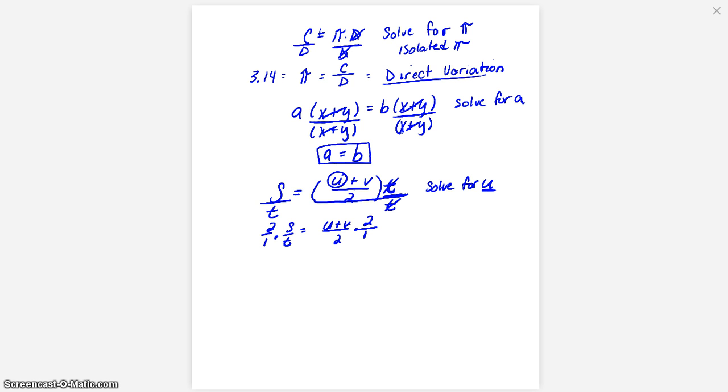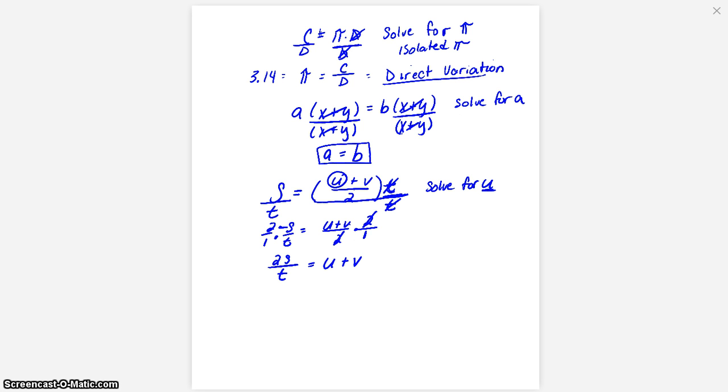Here I have like dimensional analysis, the same thing on the numerator, the same thing on the denominator. And on this side, if I just multiply 2 times s, I get 2s. And 1 times t, I get t. So now I have 2s over t equals u plus v. So I just have one more thing. I want u by itself.